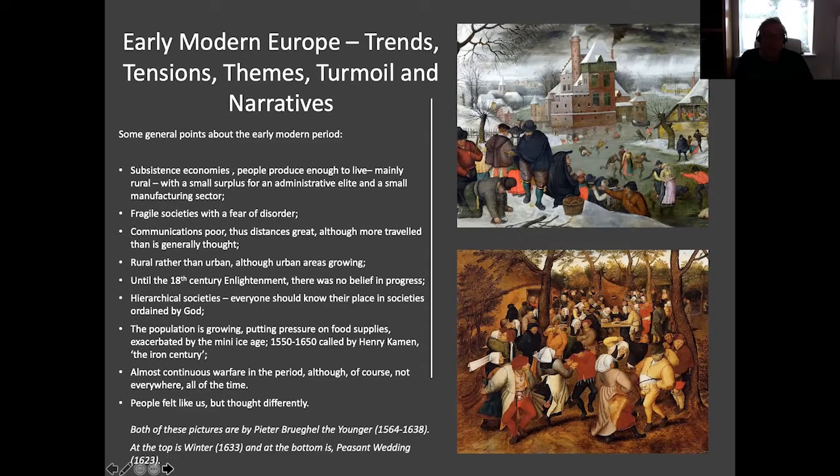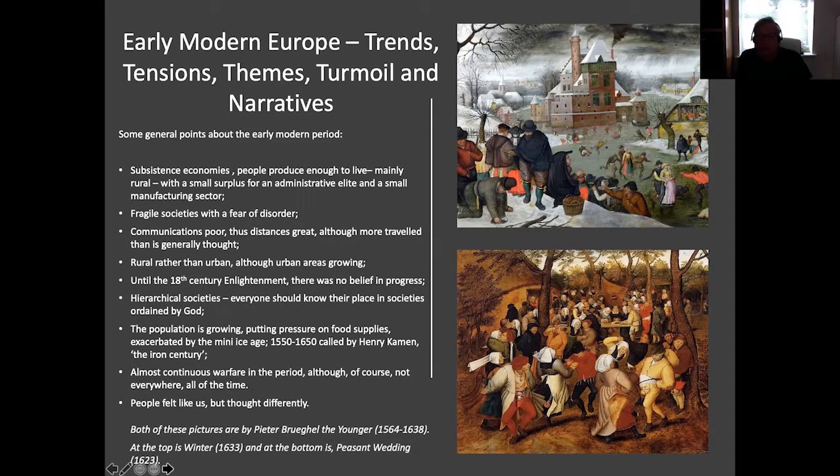It was also made worse by a mini ice age, which is like the reverse of what we're facing. The early part of the 17th century was quite cold, and you can see in the skating picture above, the Thames and the Seine both froze over at different times. Henry Kamen, who I don't know if he's retired now, but was a professor of history at Warwick University, called his first textbook The Iron Century to cover that sense of it.